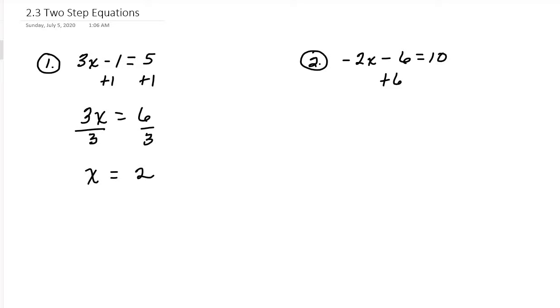On problem 2, I need to get rid of that minus 6 first. So I do the opposite of subtracting 6, which is adding 6. So I add 6 to both sides of my equation and then divide both sides of my equation by negative 2. My answer here is negative 8.